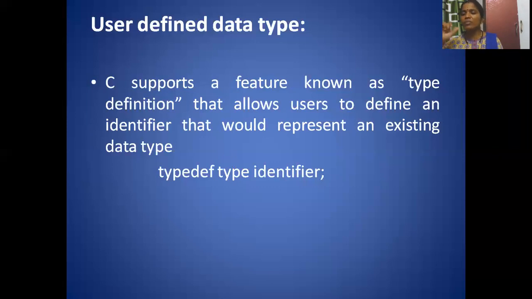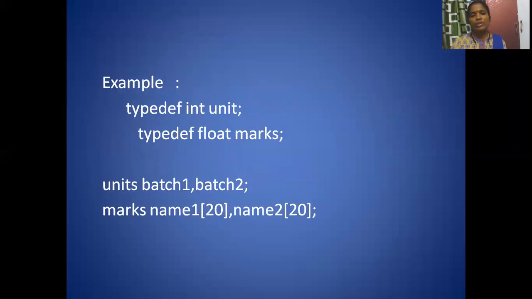Instead of integer, I am giving some identifier. So the examples are like this. Typedef int unit. So instead of int, I am using unit. Instead of float, I am using marks. So I am just type defining a new name to an already existing data type. So this is nothing but user definition to already existing data types. So for example, this is unit, which is defined as batch 1 and batch 2. So these are nothing but integer data types. And these are nothing but float data types.